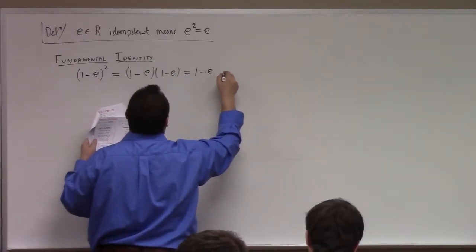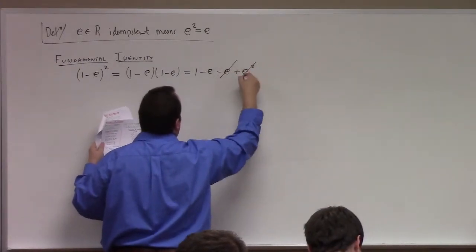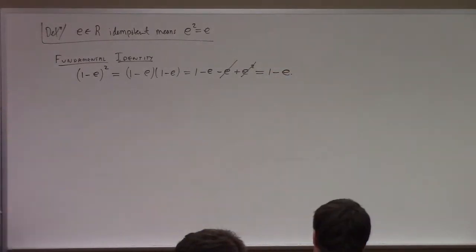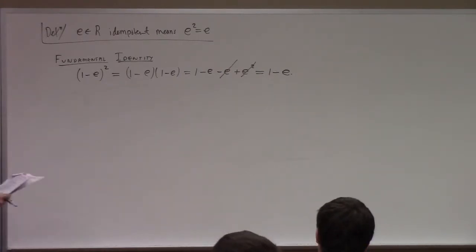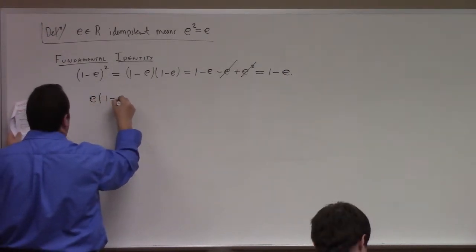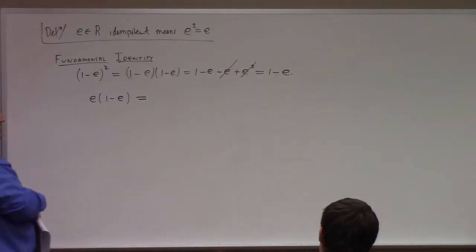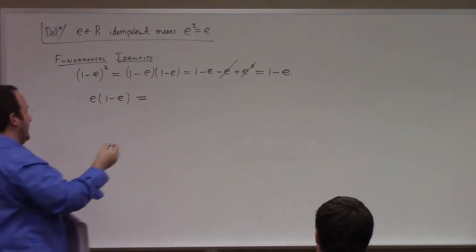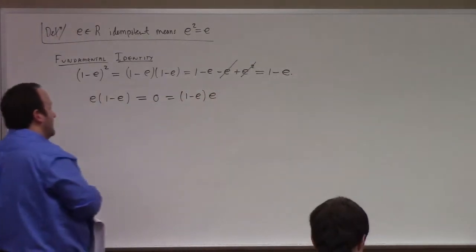What's that? Minus e, oh, plus e squared. But then that and that cancel. And as you guys are way ahead of me, you told me, so (1 minus e) squared is 1 minus e, which is to say that 1 minus e is an idempotent. But also, this is important, e times (1 minus e), what's that equal to? You multiply this, you get e minus e squared, which is e minus e, which is 0. And it's the same if you do it on the other side, right? So both of these are 0.